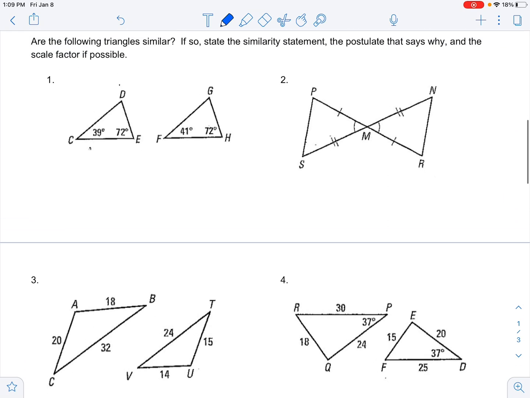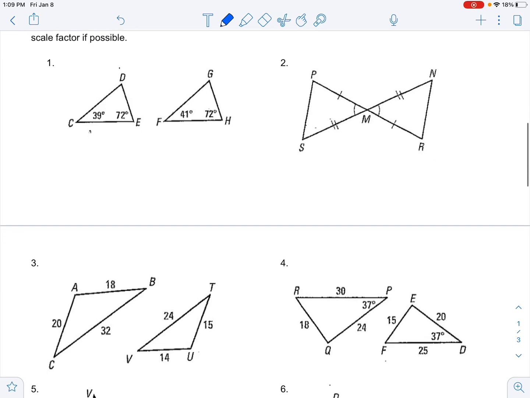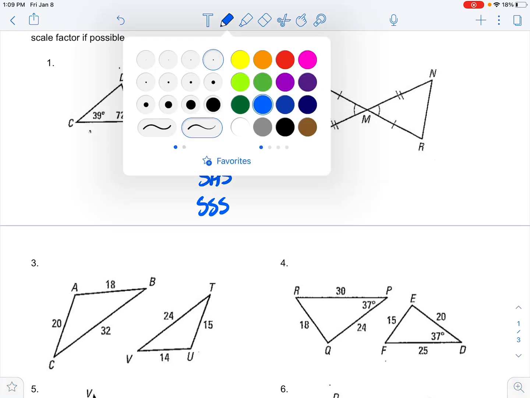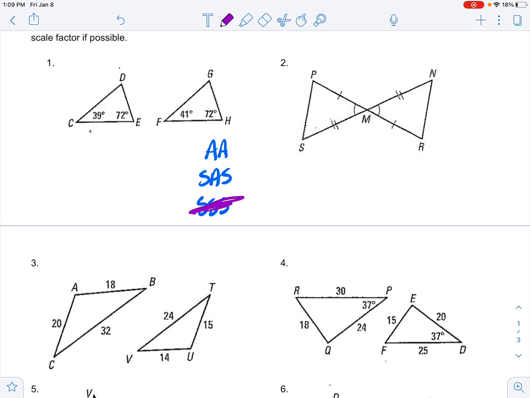So let's practice that. This first one, number one, I have three options. I'm going to write a similarity statement if they're similar, state why, and a scale factor if I can. So if I want to tell if they're similar or not, I'm going to list out my three options. So let's look at those. Well, do I know anything about the sides in these two triangles? No. So there's no way I have side, side, side. There's no way I have side, angle, side. I don't know anything about the sides.